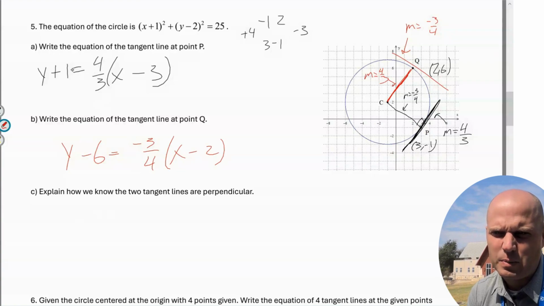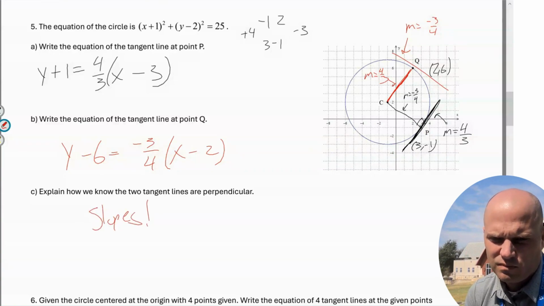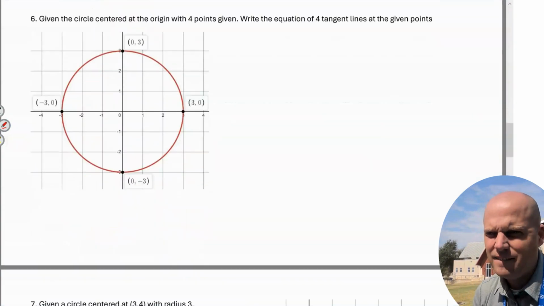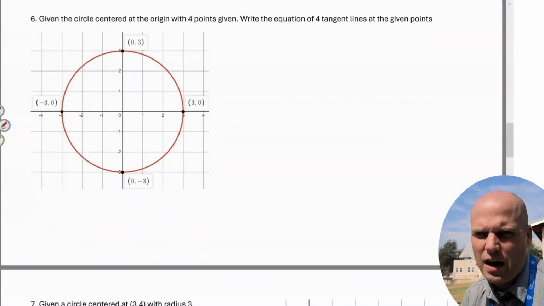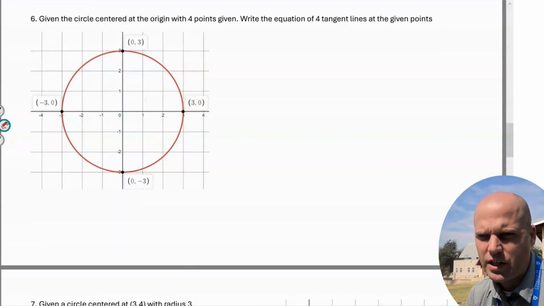How do we know the two lines are perpendicular? We examine the slopes. Okay, well, what if we have this circle centered at the origin with a radius of 3? What are these 4 tangent lines?